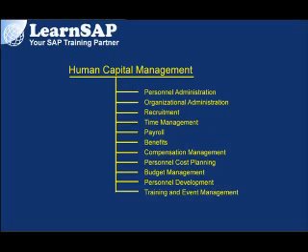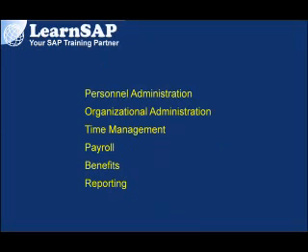The training and event management submodule deals with the event catalog, organizing events, resource planning, management of attendees, correspondence, billing, and activity allocation. The travel management submodule deals with planning of trips, procurement of tickets, requests and approval processes, settlement, and posting to financial accounting.